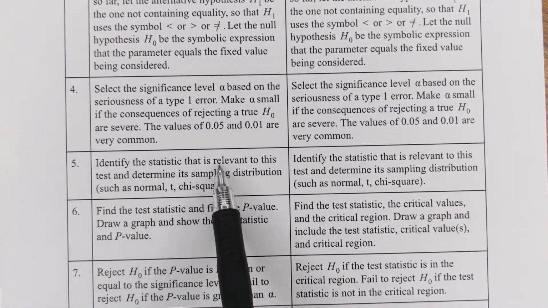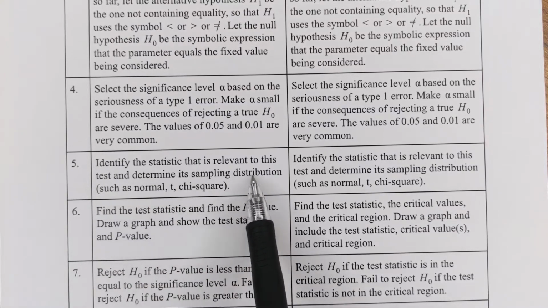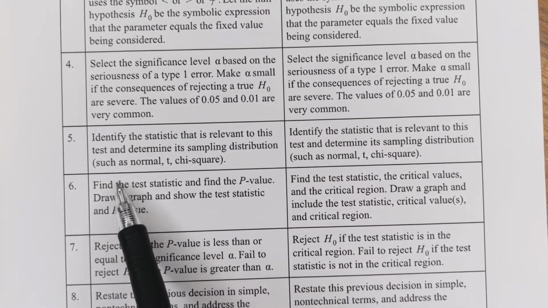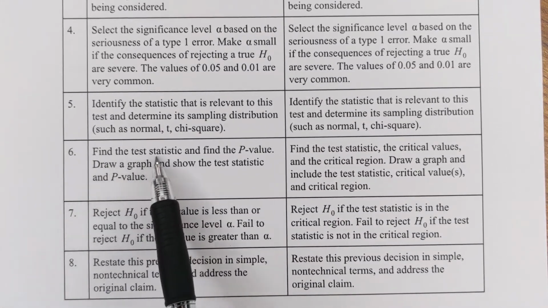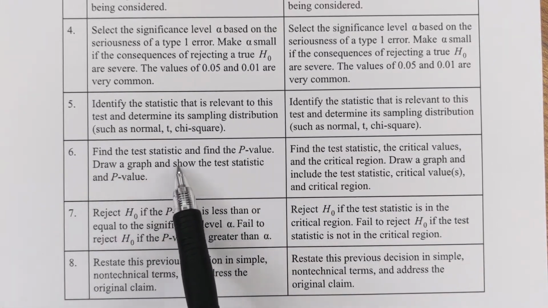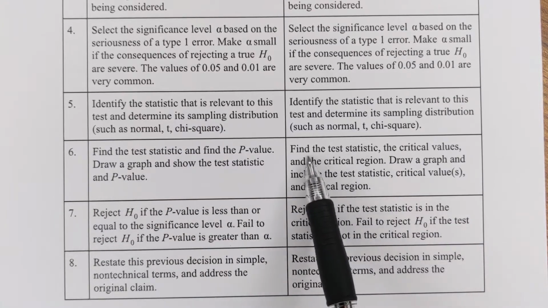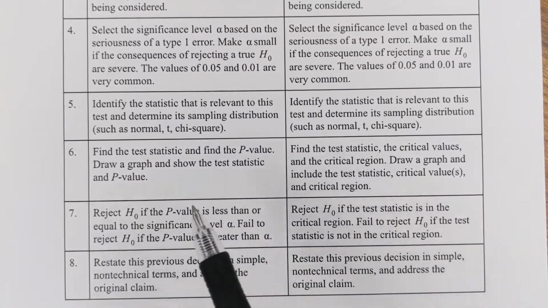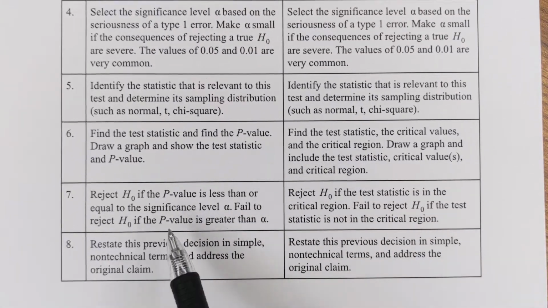All right, step 5, identify the statistic that is relevant to this test and determine its sampling distribution. So is it normal, is it t, is it chi-squared? All right, so step 6, find the test statistic and find the p-value. Draw a graph to show the test statistic and the p-value. Or find the test statistic, the critical values, and the critical region. Draw a graph and include the test statistic, the critical values, and the critical region. So this is where they start being different.